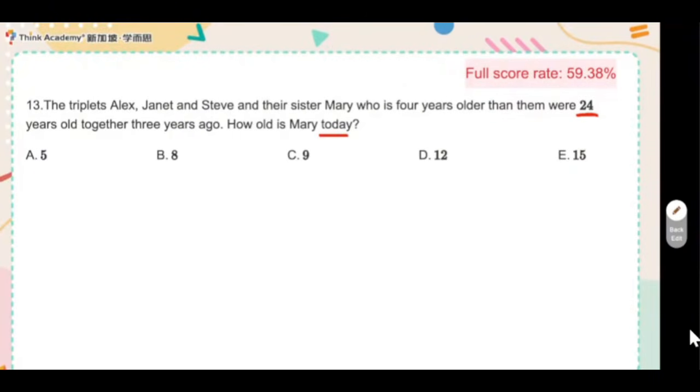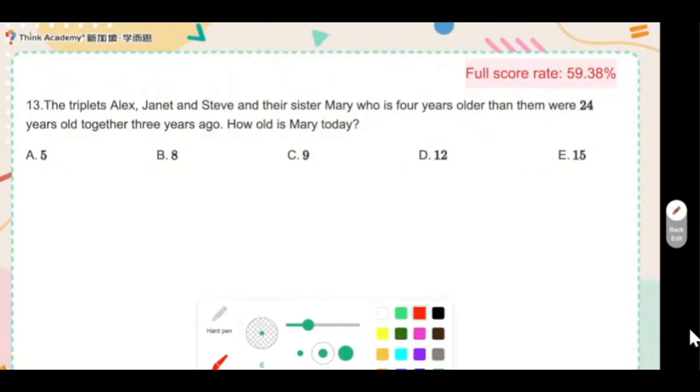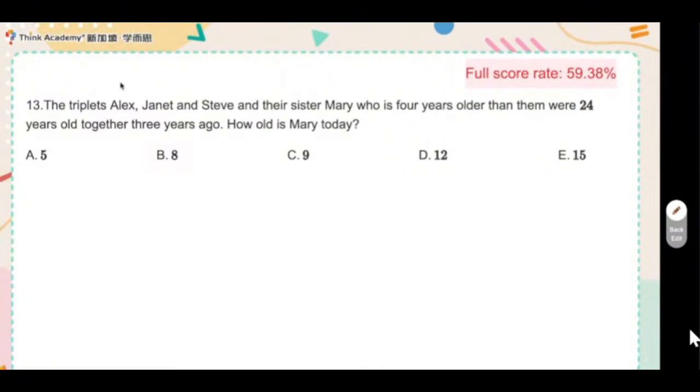So, everyone, I get a problem. We only know the information about them 3 years ago, right? But we are going to calculate their age today. So, what we need to do is just to firstly plus 3 years to each one of them, okay? Let's see. Alex needs to plus 3 years. Janet plus 3 years. Steve plus 3 years. And sister Mary also needs to plus 3 years.